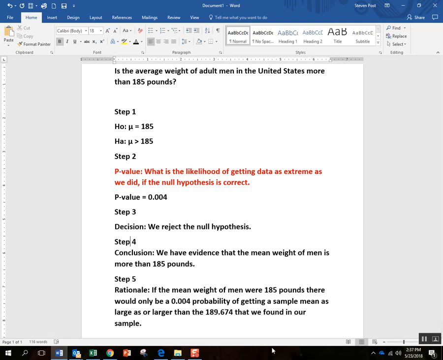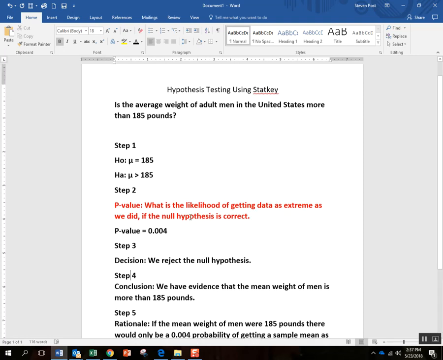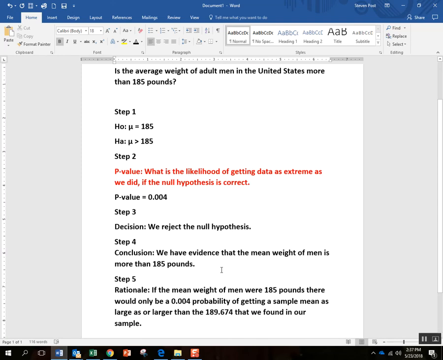So that's just one brief example, showing how to do it in StatKey, and we'll spend quite a bit of time in class practicing these and getting the hang of them, because this is probably the hardest thing in the course for students.